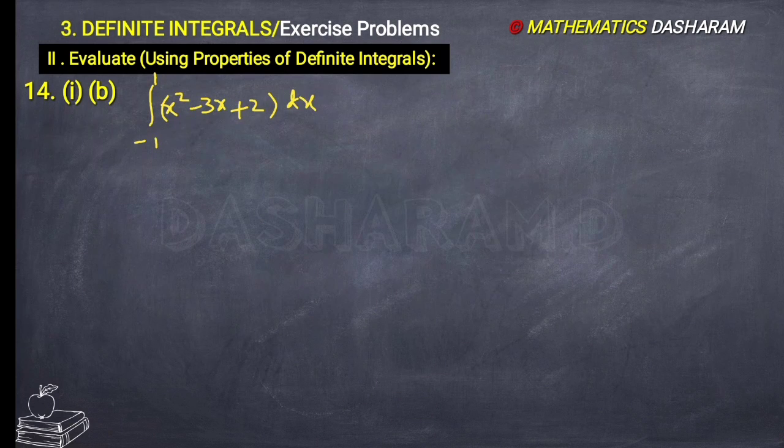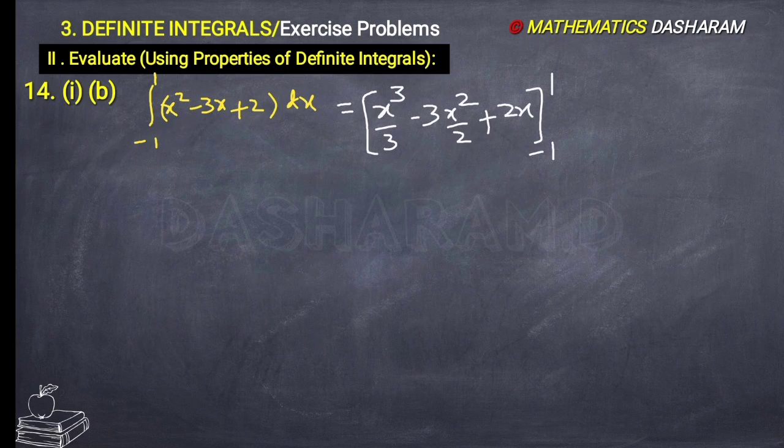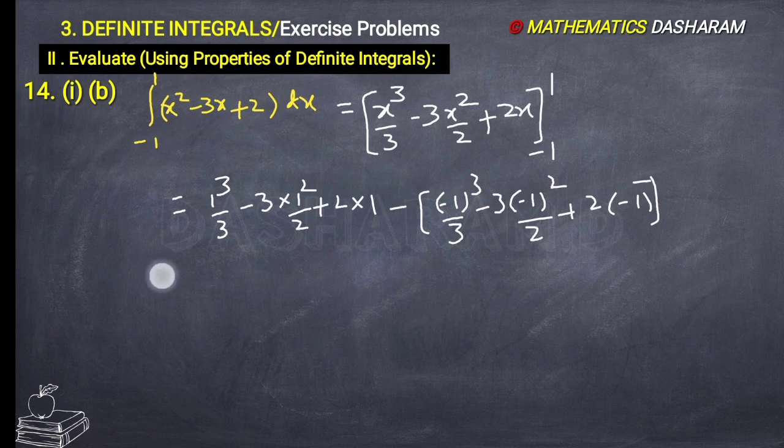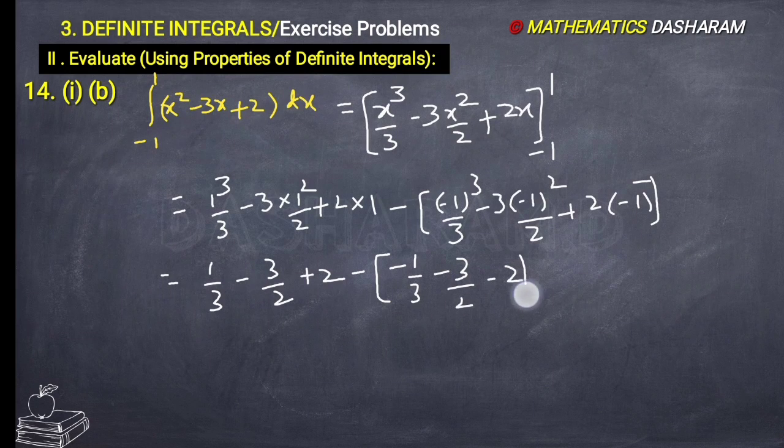Integration from minus 1 to 1 of x square minus 3x plus 2 dx. It is also the same as the previous question. So we can apply the integration for each term separately. Integration of x square is x cube by 3, minus integration of 3x is 3x square by 2, plus integration of 2 is 2x, and write the limits. Substitute the upper limit: 1 cube by 3 minus 3 by 2 plus 2, minus, and the lower limit: minus 1 whole cube is minus 1 by 3, minus 1 whole square is plus 1, so minus 3 by 2 minus 2.